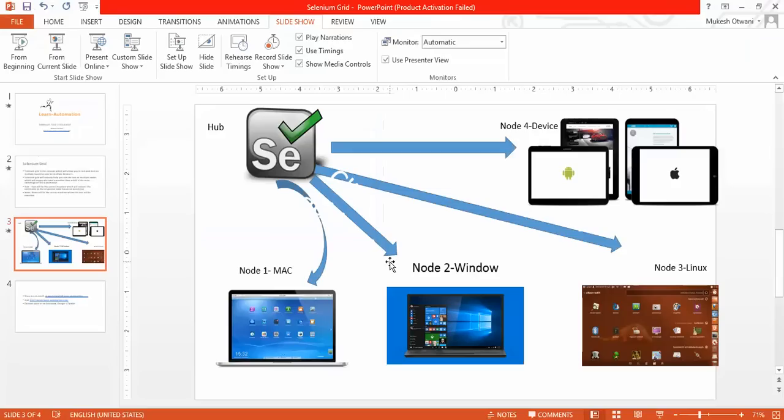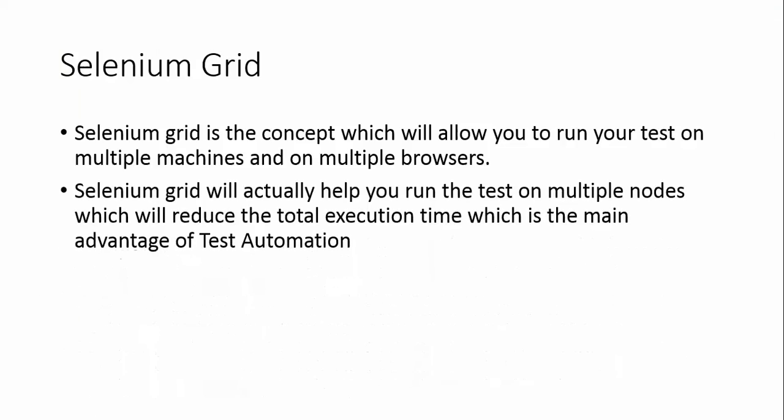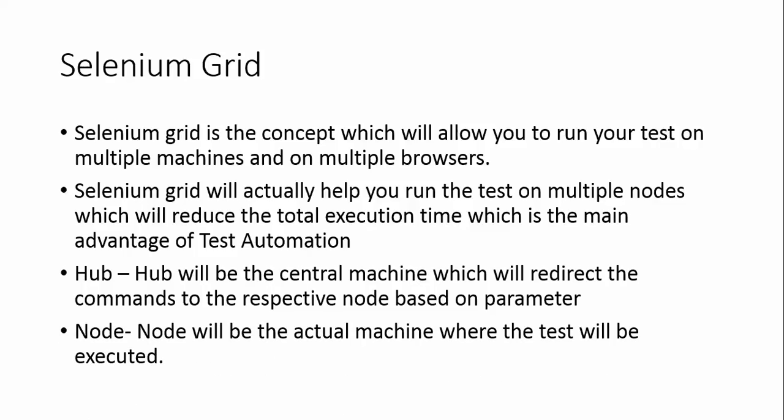Before closing this, let's have a quick recap of what exactly we covered. Selenium Grid is just a concept which will allow you to run the test on multiple machines and multiple browsers. So we have seen how we can run on cloud because I do not have multiple machines. Then if you want to try in parallel, then you should have different nodes and different browsers. As of now, we have seen only one platform and one browser. We discussed hub and node. Hub will be the central machine which will redirect all the commands to the respective node, and node will be the actual machine where the test will be executed.